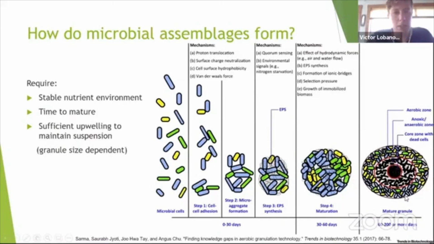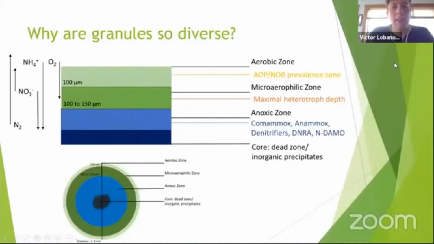And these microbial assemblages start off as just free-flowing microbial cells. They start producing a sticky substance called EPS, exopolymeric substances. It's basically like polysaccharide glue. They start communicating with each other, which we call quorum sensing. These granules, as they form, eventually get a dead space inside. And they also get different aeration zones.